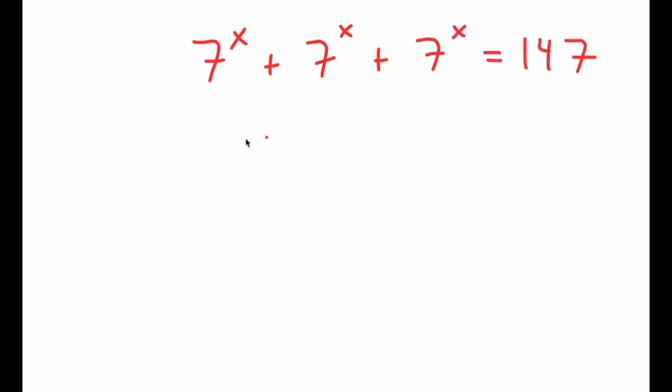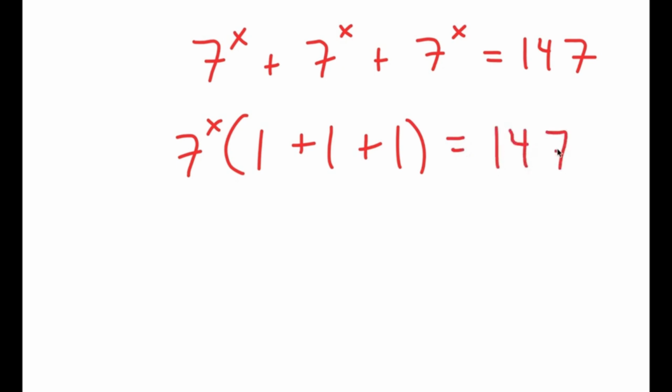Alright, so in this video, I'm going to solve the equation 7 to the power of x plus 7 to the power of x plus 7 to the power of x is equal to 147. So to start, I'm going to factor out 7 to the power of x, so I get 7 to the power of x times 1 plus 1 plus 1 is equal to 147. So this is 7 to the power of x times 3 is equal to 147.